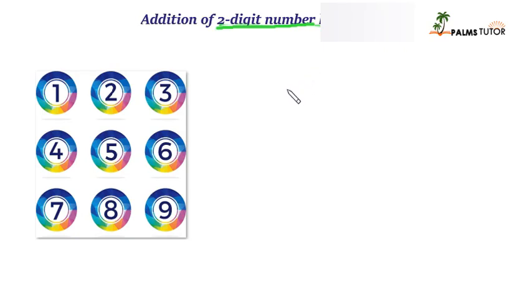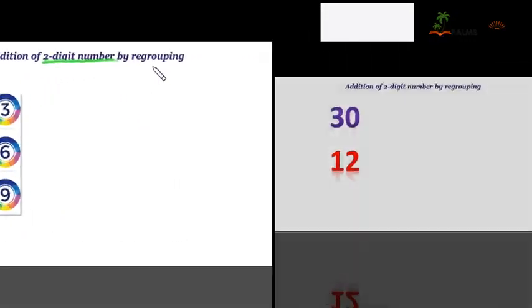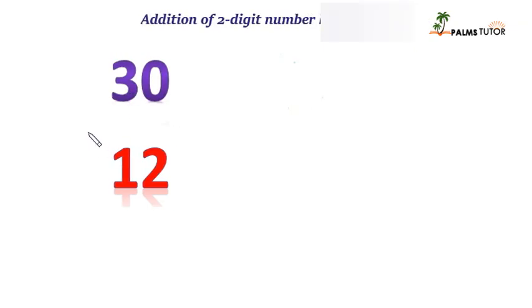How do we then add two-digit numbers? Do we have to count? Let's see. Let's say we want to add 30 plus 12. Now, like I've taught you in the previous lessons, the first thing we do is to what? Count the first number. So I will give you some time. Count 30.